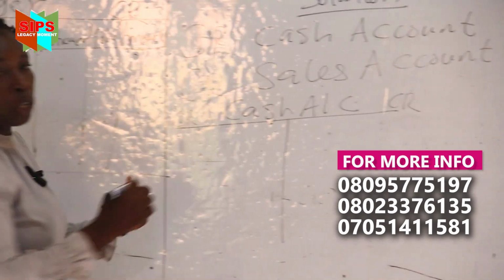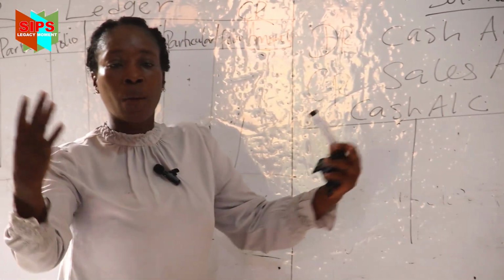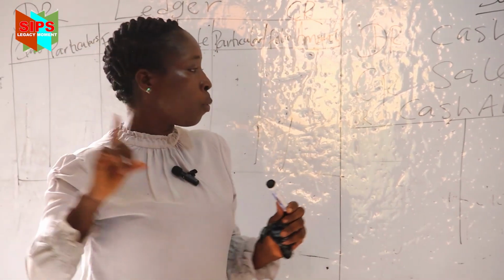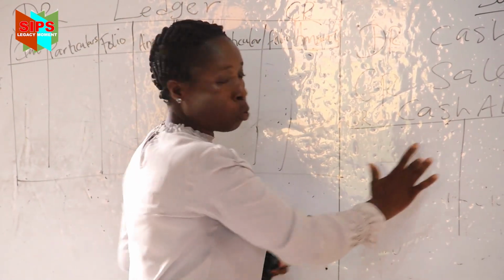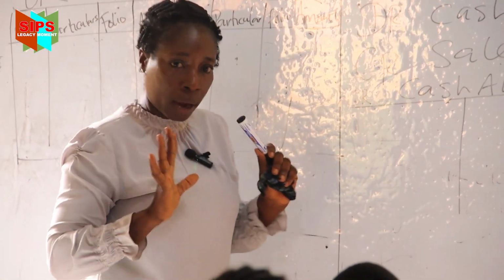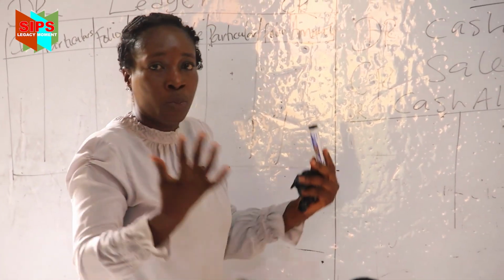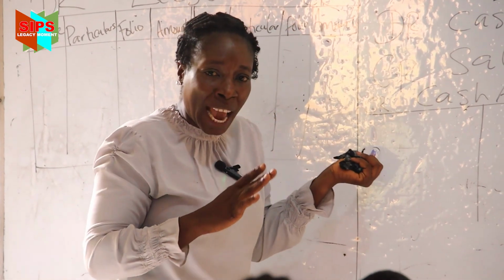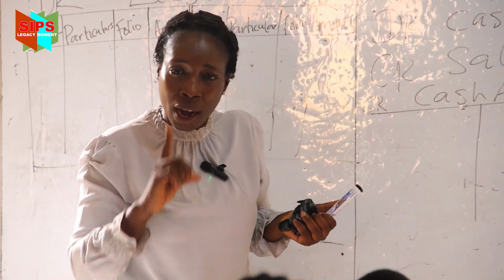Now, this information on the board is an information that brings money to the business. Knowing that we are opening 2 accounts for one transaction, we begin with the cash account. And since this information is bringing money, we are going to post it on the debit side of the cash account.